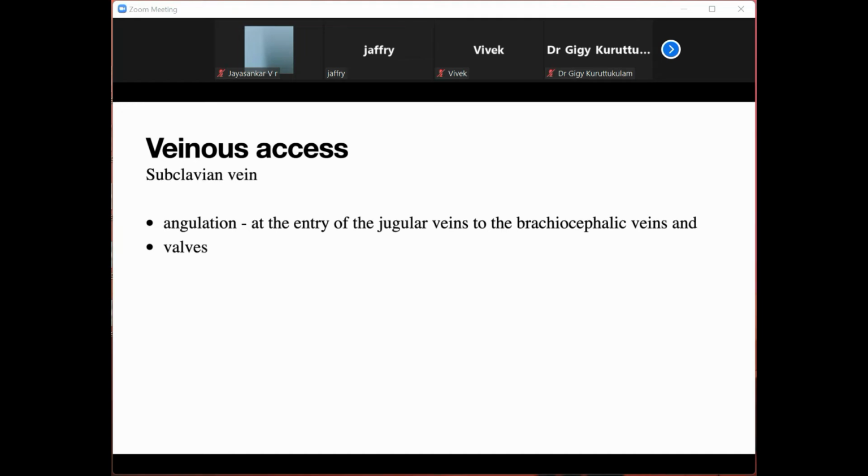Then subclavian is easy to access in terms of venous access, but difficult to negotiate inside the venous system into the jugular veins. So it is a very rarely used approach, and that is one reason. Because of the angulation, it is very difficult to negotiate the wires. The other one is valves. Angulation and the presence of valves will make the procedure more difficult.